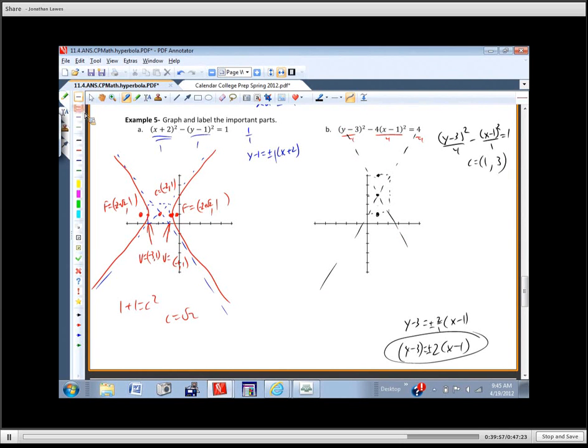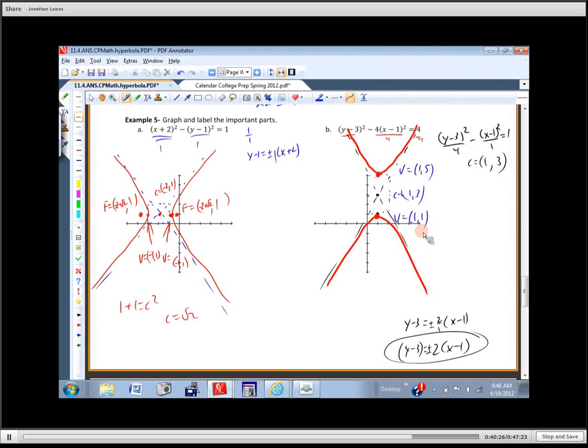And we can sketch the graph. The graph's going to look something like this. Going to come down, touch that fundamental rectangle right there, and then go like this. Come up, touch that fundamental rectangle right there, and go down. If the center was at 1, 3, and I went up 2, then the vertex would be at 1, 5, and this vertex would be at 1, 1.